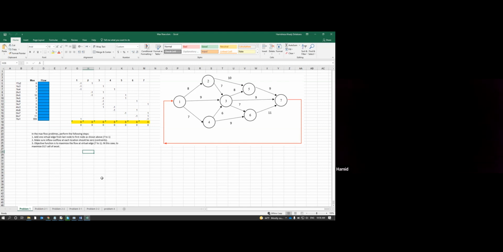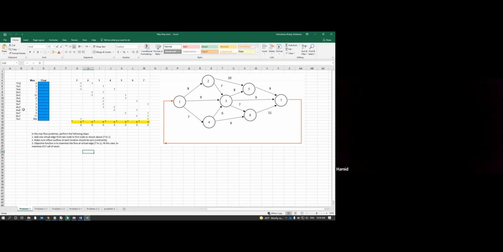Everything that comes to each point should go out. So in and out flow, their summation should be 0. And the second constraint would be the link capacities. For example, from 1 to 3, the capacity is 9. You cannot send more than 9. So you just have these two constraints.